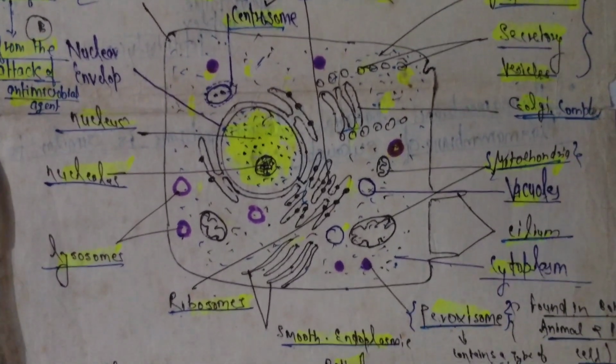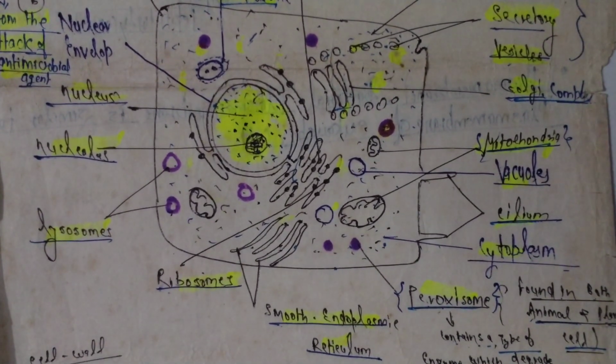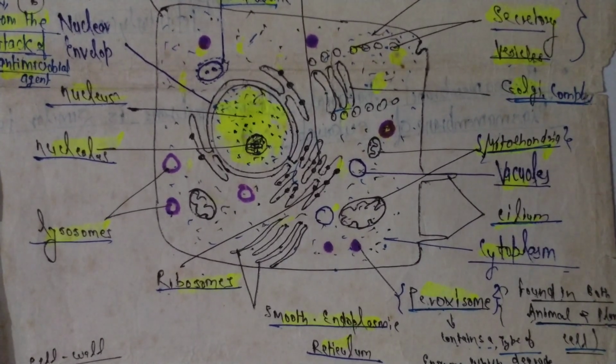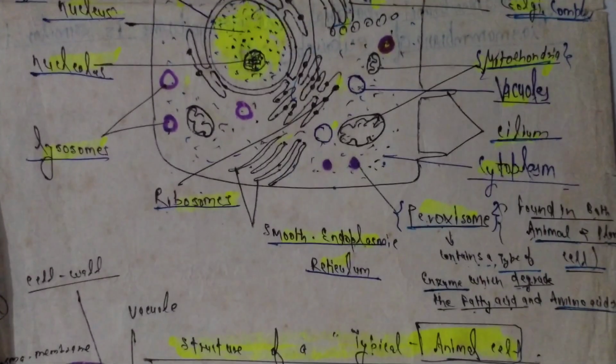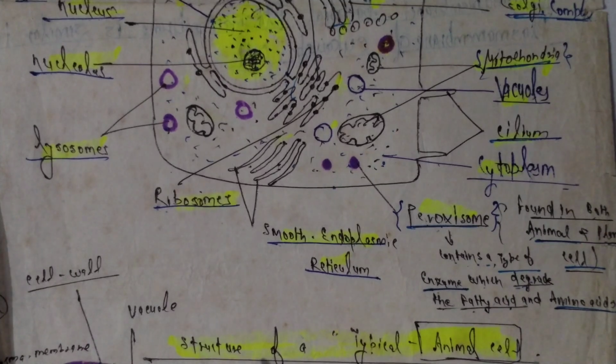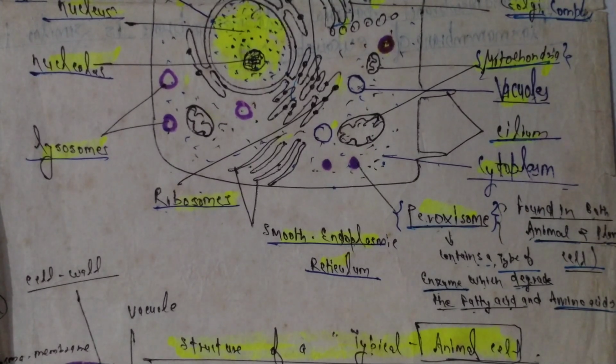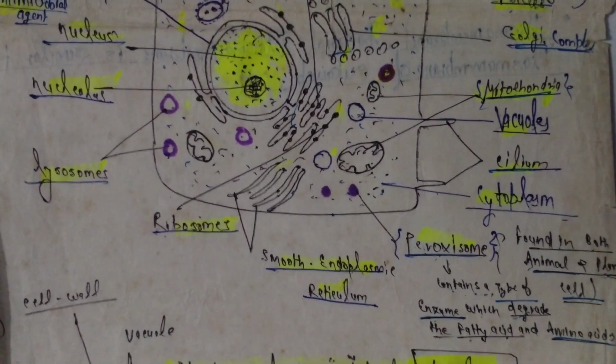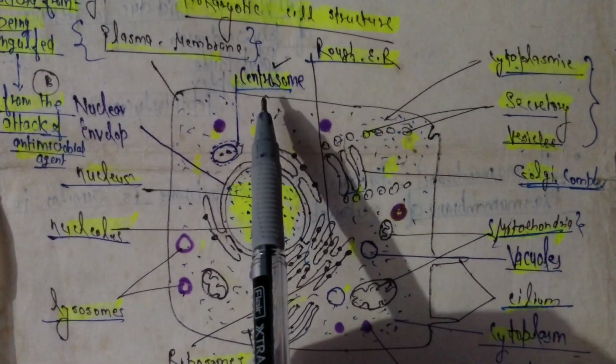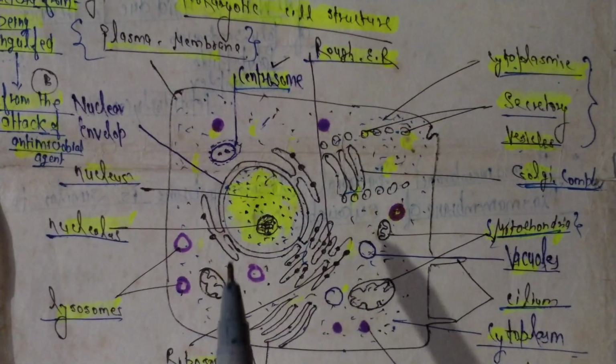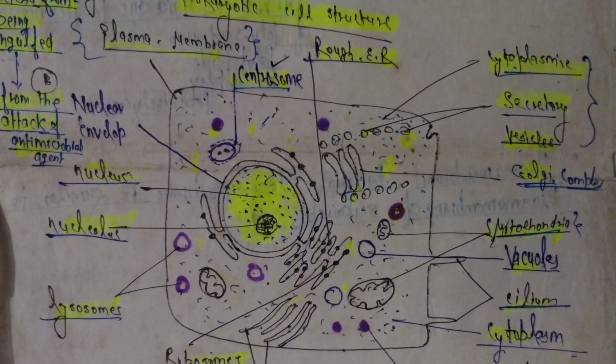This is the structure of eukaryotic cell which we have to explain here. Structure of eukaryotic cell means that we are going to discuss the structure of a typical animal cell. Here we have to mention structure of typical animal cell, and in animal cell there is the presence of centrosome, that is the characteristic feature of animal cell. So we can say that in case of eukaryotic cells there is the presence of well developed nucleus.